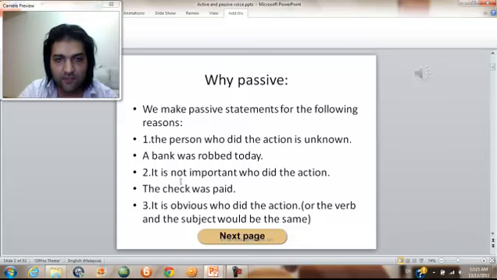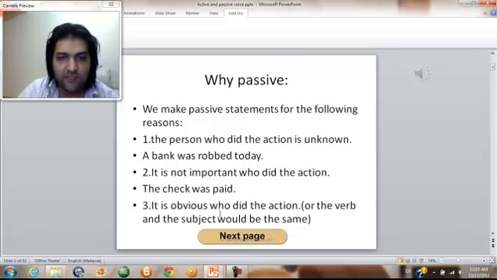2. It is not important who did the action. As in this example, the check was paid. The important thing here, for me as an example, is my check being paid. Who paid for it, I don't really care, and it's not important at all. So if it is not important who did the action, we use passive.